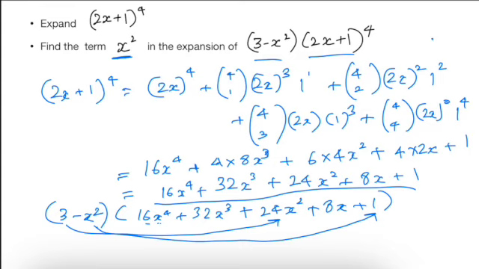So we got 3 into 24x square minus x square. Don't forget this minus sign, minus x square into 1. So this is 24 into 3 is 72x square minus x square. So this term is 71x square. That's it. So simple. You didn't have to really calculate, multiply each and every term. You can find only the term with x square and simplify.